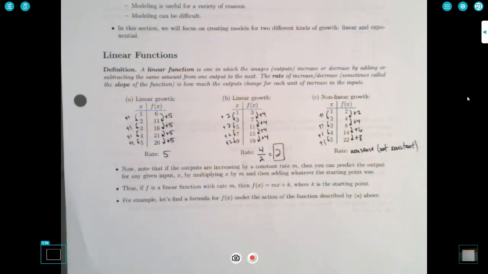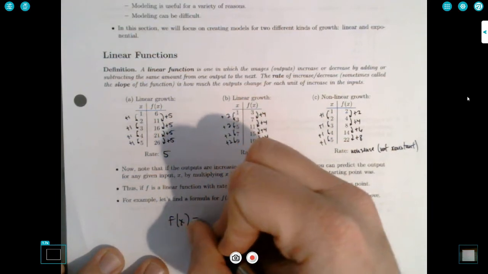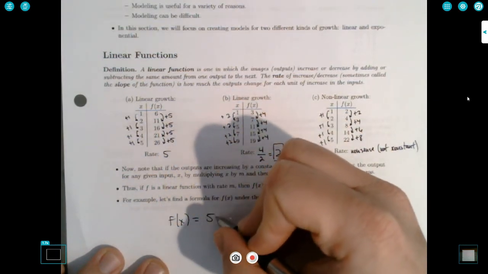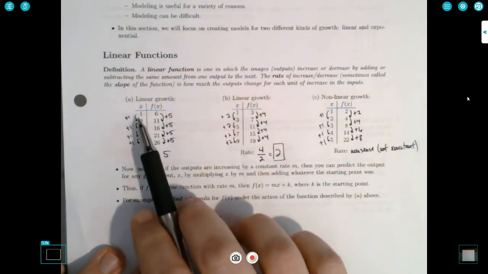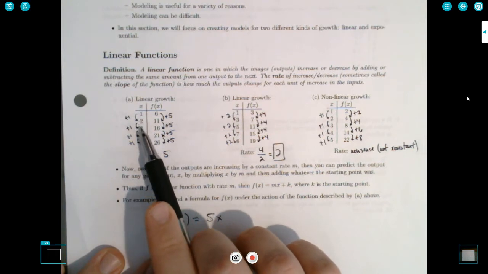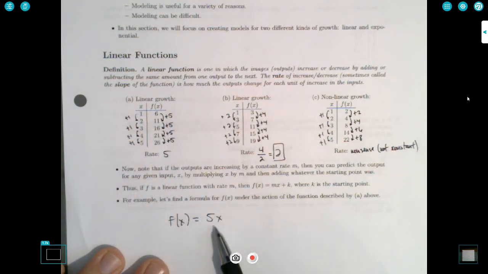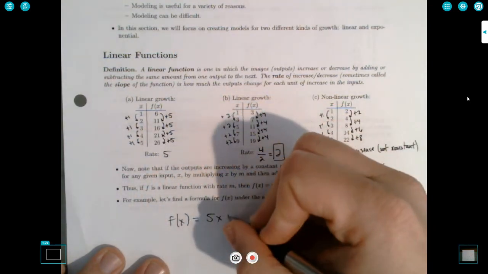But anyway, for example, let's find a formula for f of x under the action of the function described in A above. Well, I've kind of given it away already, right? I said, well, if you take x and multiply it by the rate, that gets you close, but not quite there, right? 5 times 1 is 5. 2 times 5 is 10. 3 times 5 is 15. So I need to do 5 times x, but then I need to add 1, right?